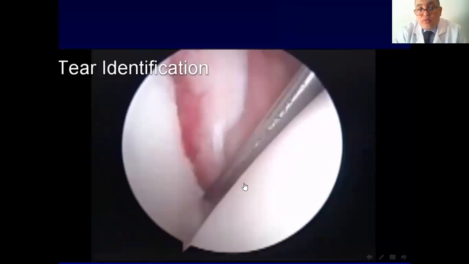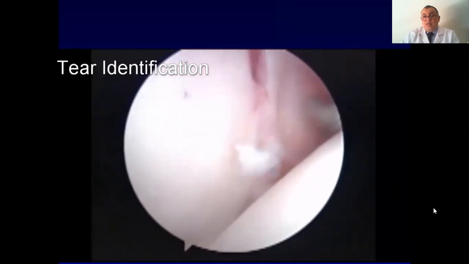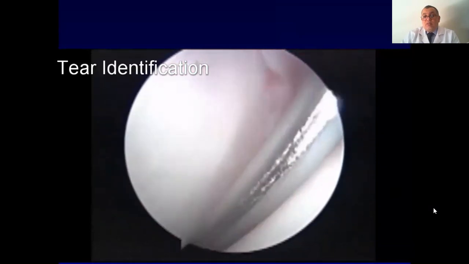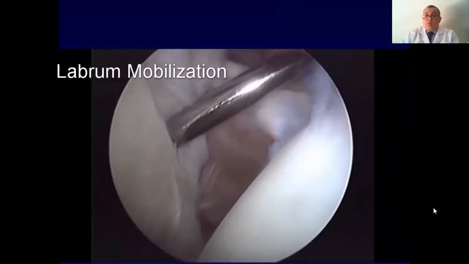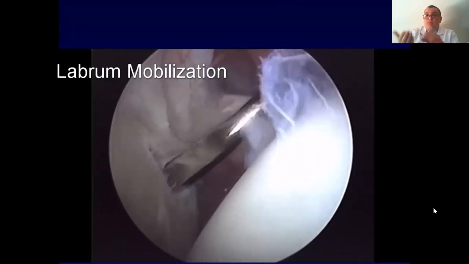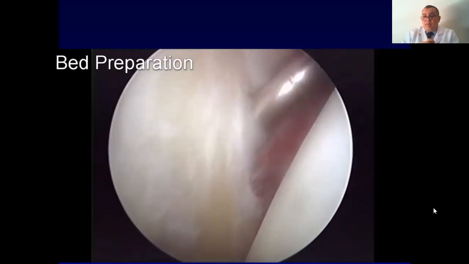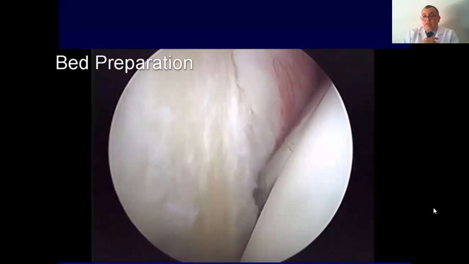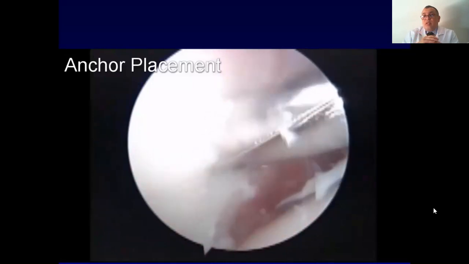This is a short video to demonstrate a case of labral repair using anchors. First, we identify the tear. This is a tear extending from 3 o'clock to 6 o'clock inferiorly. We mobilize the labrum to allow later proper repositioning of the labrum over the glenoid. Then we prepare the bed. We decorticate it to reach a fresh bleeding surface that will help healing later on.